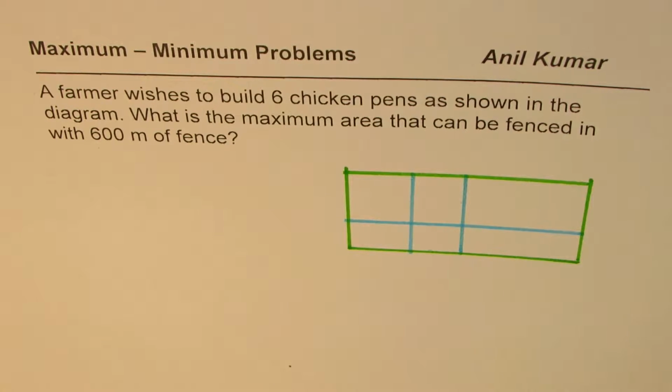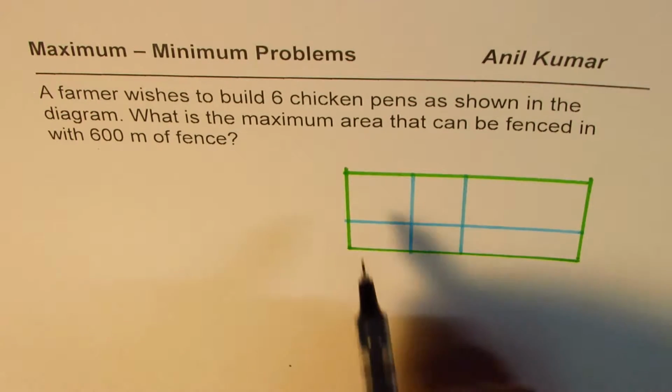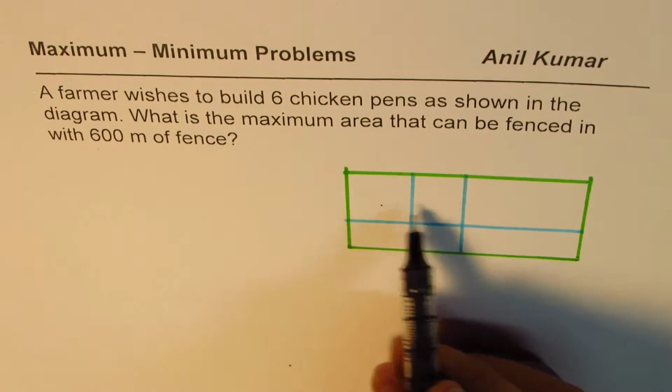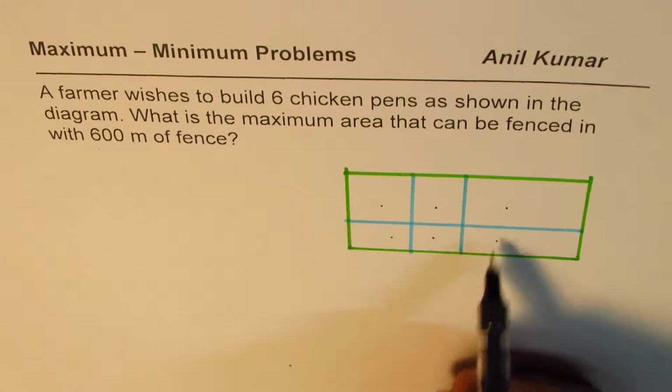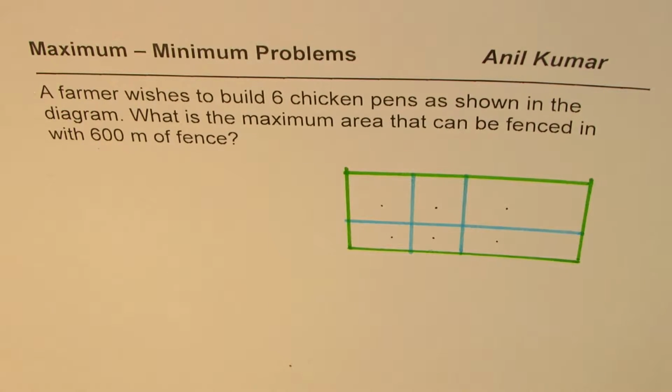The question here is, a farmer wishes to build 6 chicken pens as shown in the diagram. What is the maximum area that can be fenced in with 600 meters of fence? Well, that's the design. So it's a rectangular thing with 1, 2, 3, 4, 5, 6 pens.